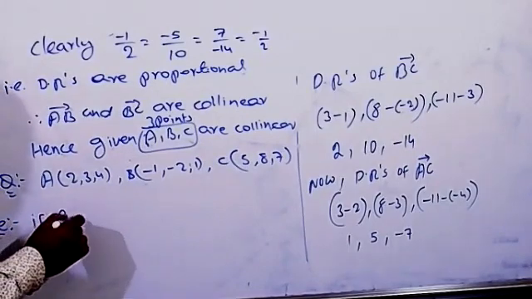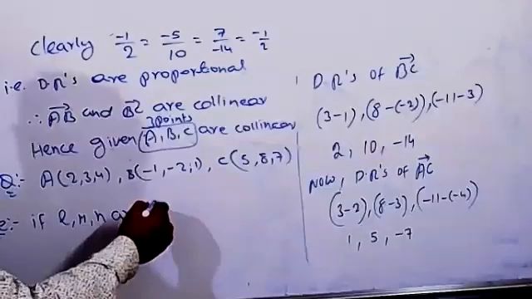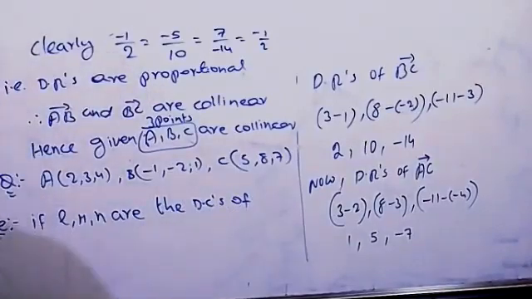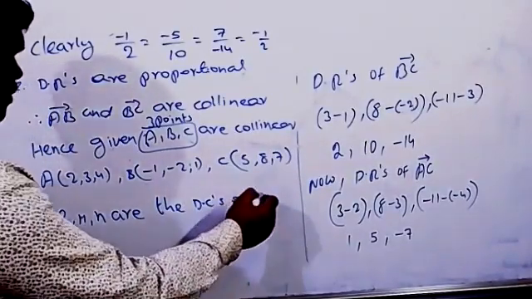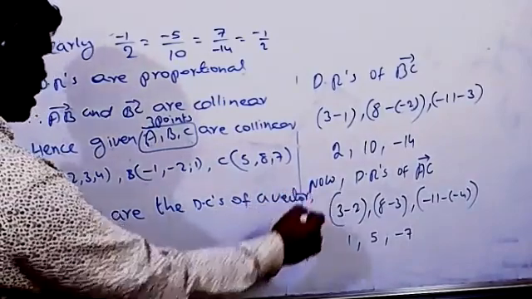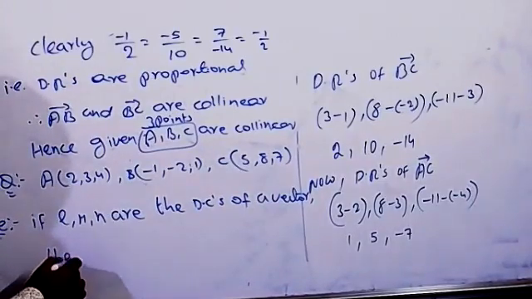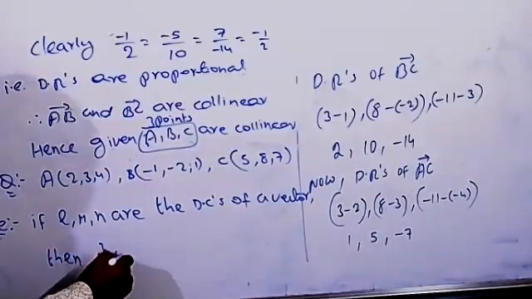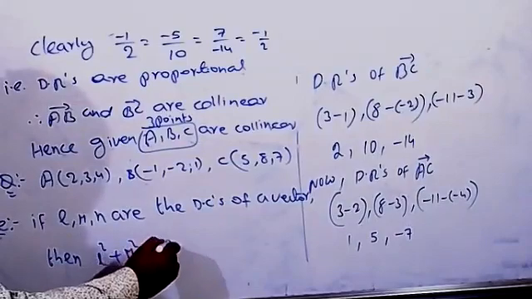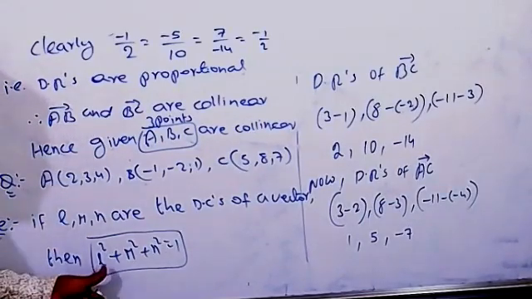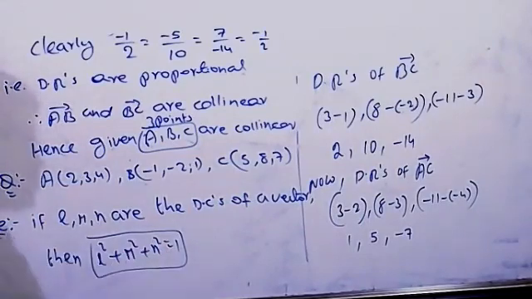If L, M, N are the direction cosines of a vector, then all of you should remember that L square plus M square plus N square is always equal to 1. This is also one of the important formulas, you should remember that.